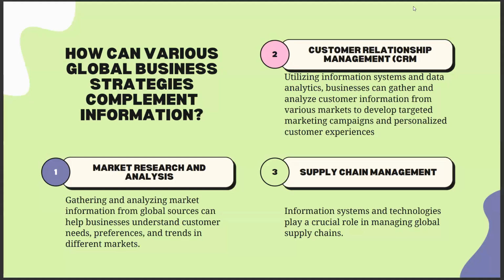All right, so next would be how can various global business strategies complement information? So we do have several. First one being market research and analysis. So gathering and analyzing market information from global sources can help businesses understand customer needs, preference, trend, and different markets. So dito again, proper research and analysis is very important. It's because it would set a path that the company is going to be doing moving forward in terms of sales or in terms of business preference, current trends.